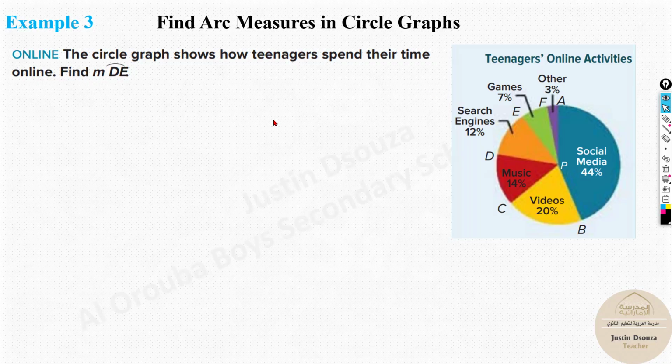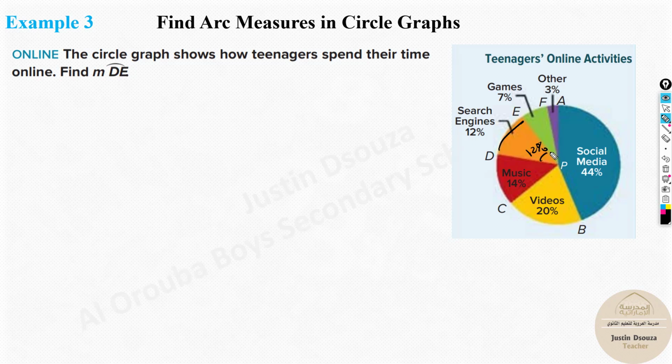Now we have a real world problem. The circle graph shows how teenagers spend their time online. Find the measure of DE. That's the question. This is the figure over here. So basically they have told 44% spend in social media, 20% in video games, and then music, search engines, games, and others. So we need DE, which is the search engines, which is 12%.